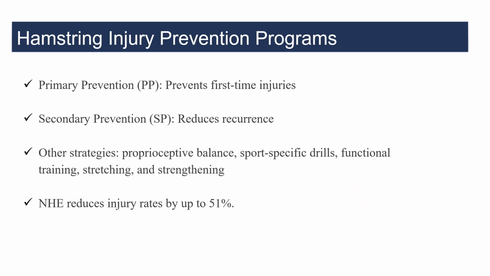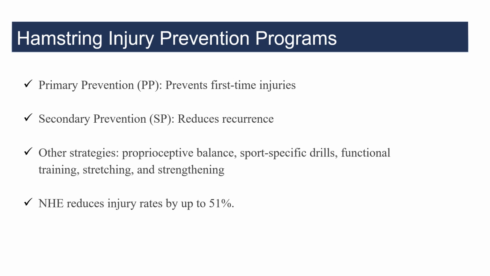A hamstring injury prevention program is a structured plan designed to reduce the risk of hamstring injuries, including strains or tears. It has two components: primary prevention and secondary prevention. Primary prevention aims at preventing first-time injuries, and secondary prevention aims at reducing the recurrence of the same injury in the same muscle.